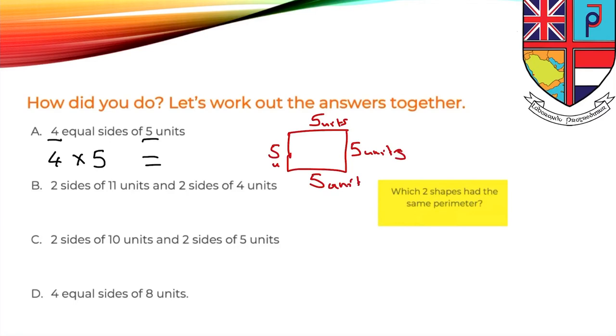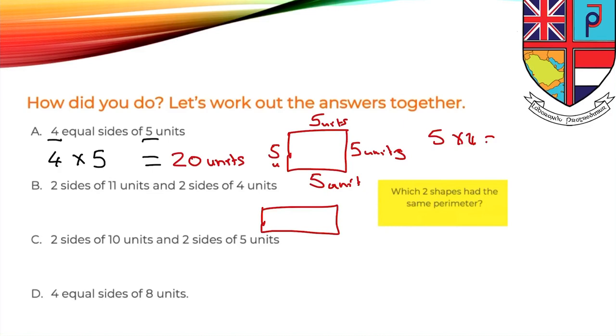5 plus 5 plus 5 plus 5, we could see that. 5 times 4 again is 5, 10, 15, 20. So 20 units. That's that one done. Okay, so B, 2 sides of 11 units and 2 sides of 4 units. Now I find it easier to draw them so I can see the numbers. If you don't, feel free to just put the numbers in.